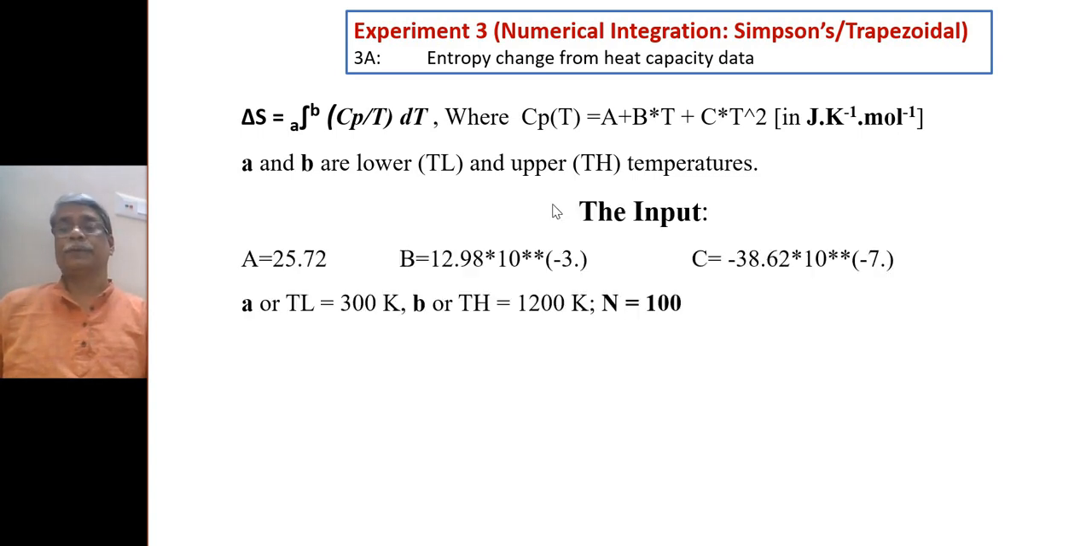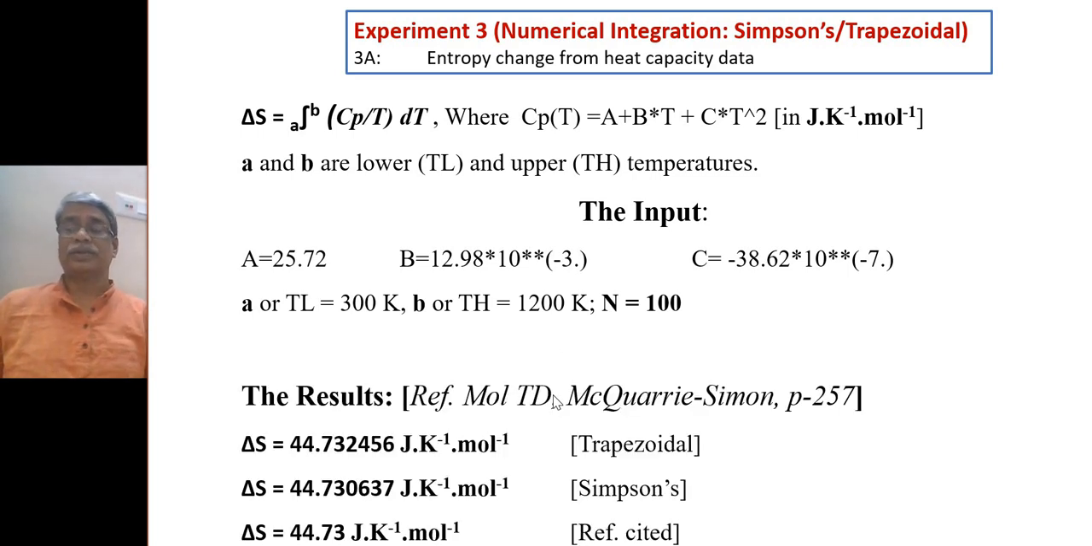So the input for a particular given problem taken from the textbook, McQuarrie-Sherman, I have used this dependency of Cp on T, A, B, and C like this, and the lower temperature is 300 Kelvin and higher temperature is 1200 Kelvin. So as inputs, we have used 100 number of points as part of our programming numerical method. So first we will have results, then we will show the program and probably will run it.